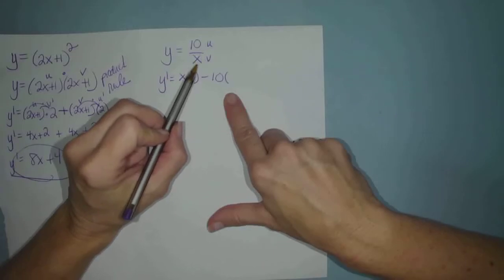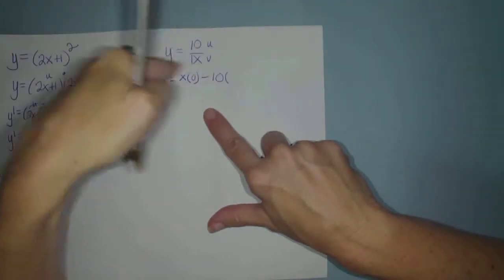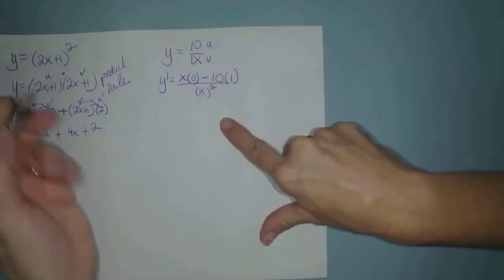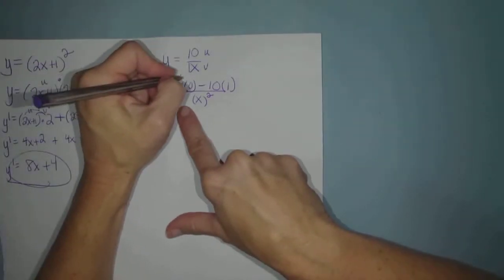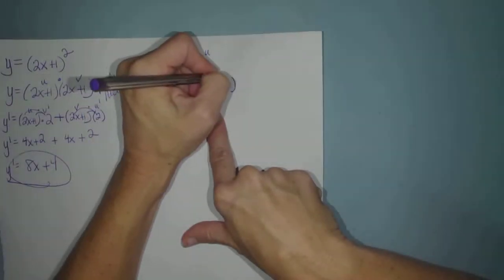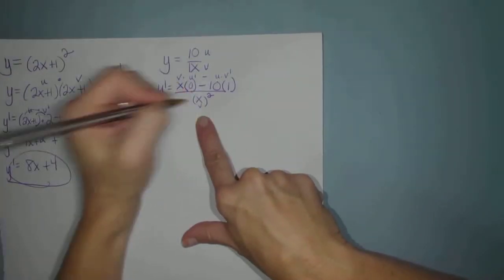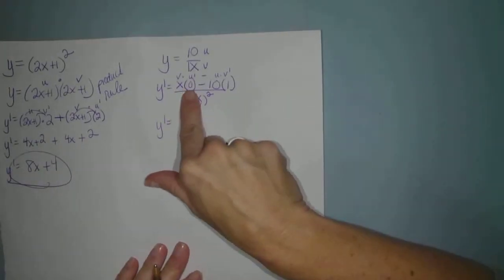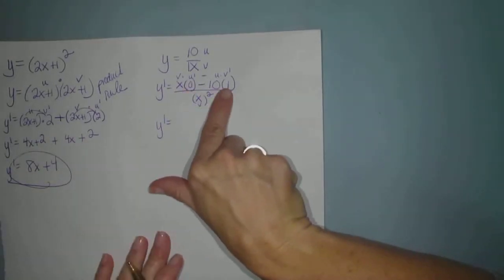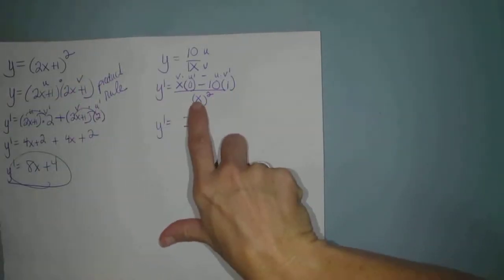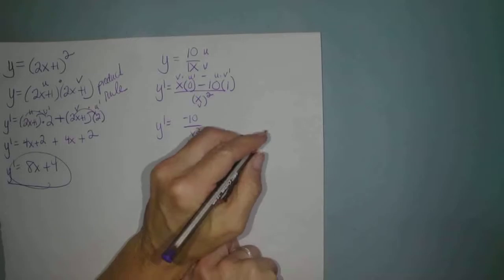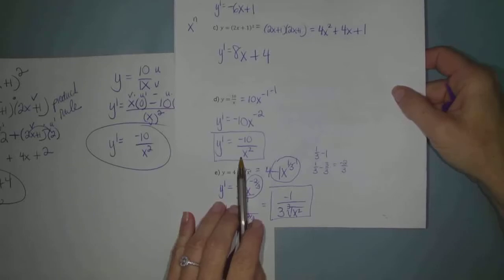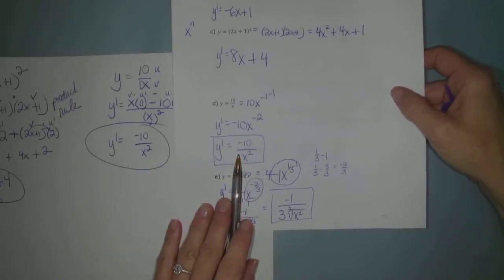Well, the derivative of x is just the slope in front, the coefficient in front, 1. And this is all over the denominator squared. Okay, so this is v times u prime minus u times v prime all over v squared. When you simplify this, well, x times 0 is 0, so that goes away. Negative 10 times 1 is negative 10, and x to the second power is x squared. So there's the answer. Well, look at what we got yesterday, right here. Same answer.